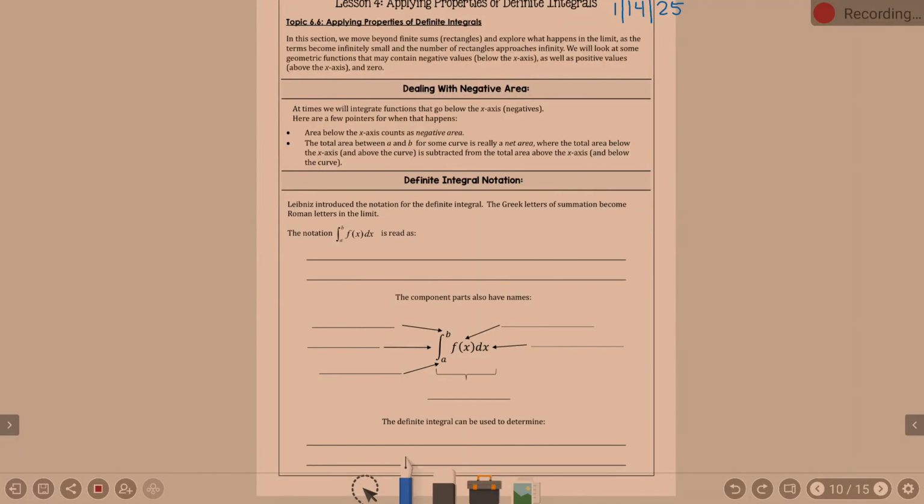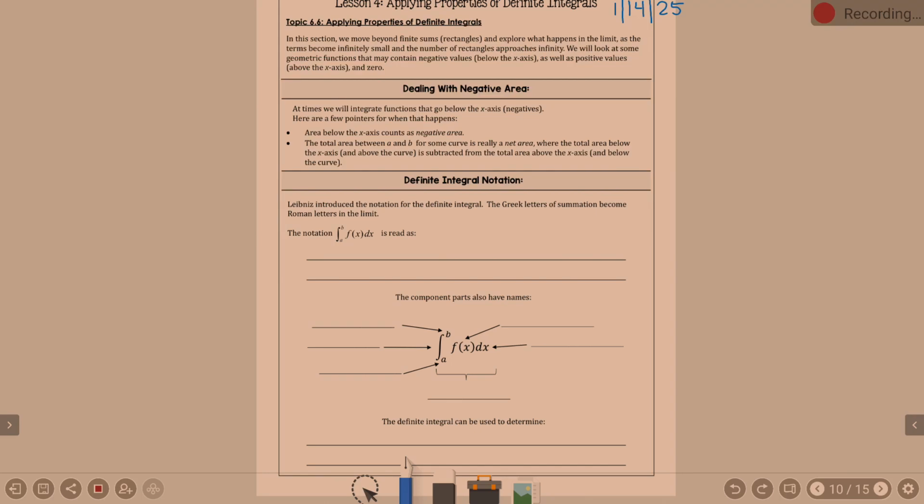Lesson 4 is applying properties of definite integrals. Some of what you're going to see, we're still working with finding area under the curve. We're still working with some of the same pieces, but it's more what kind of properties can we work with. I showed you a little bit of a property when I talked about flipping the upper and lower limits.